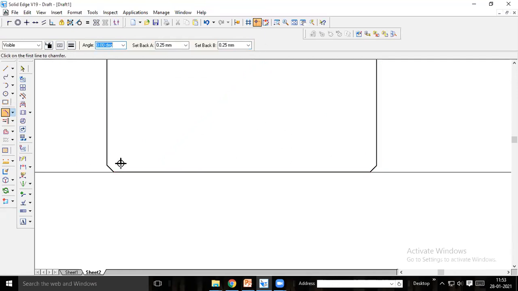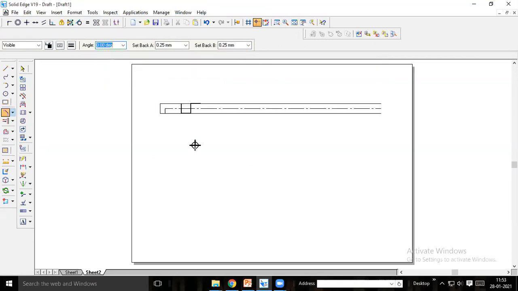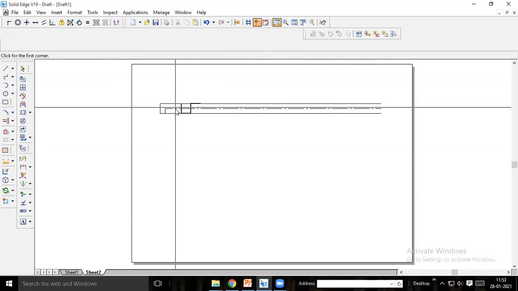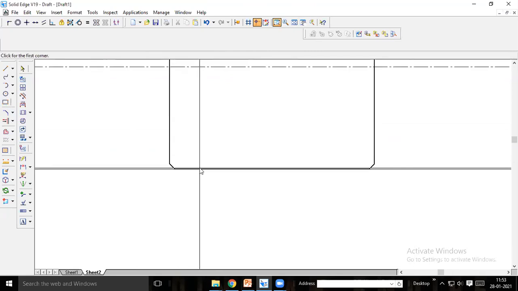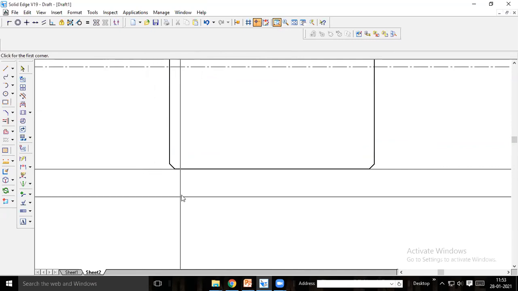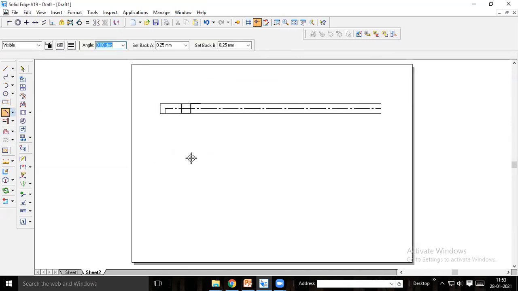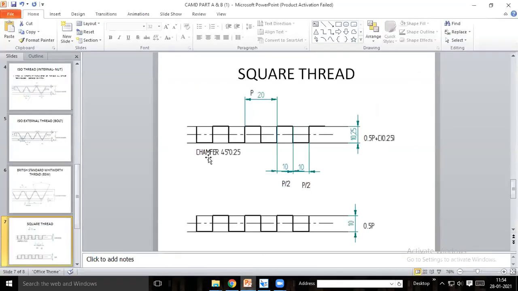Now I zoomed and I am seeing this, it is visible. If you fit the view, the chamfer may not be visible properly. If you zoom in and see, it is visible. But here you mention it at the bottom, because when you take the printout on A2 sheet or A4 sheet with 20 pitch, you will get it like this only. The chamfer is not visible. That's why at the bottom you write chamfer 45 degree into 0.25. I have written chamfer 45 into 0.25.